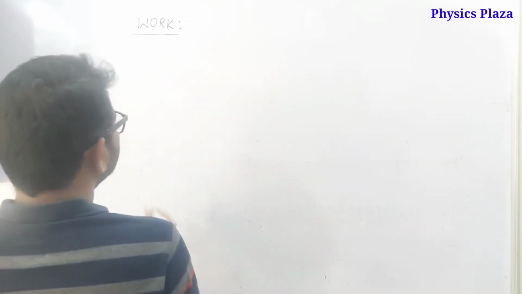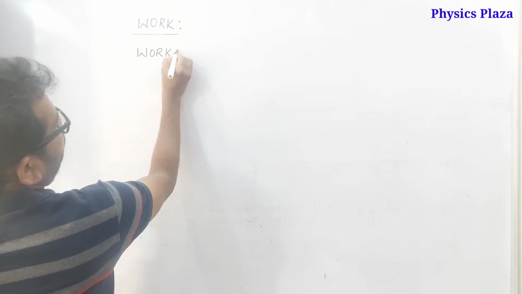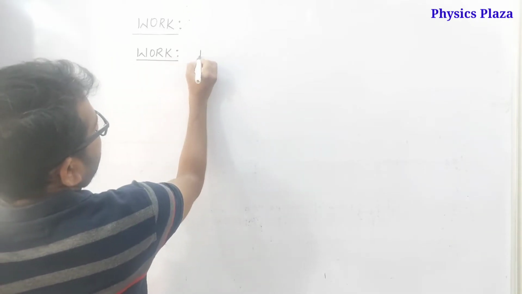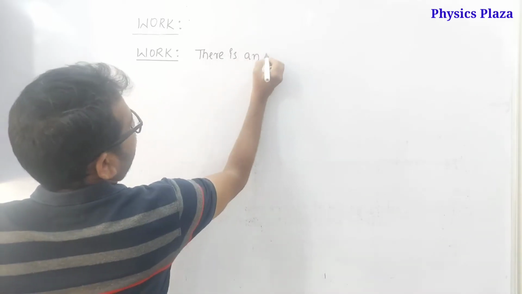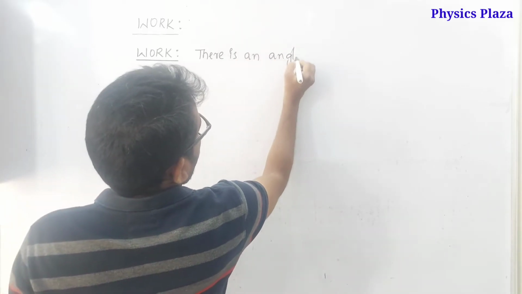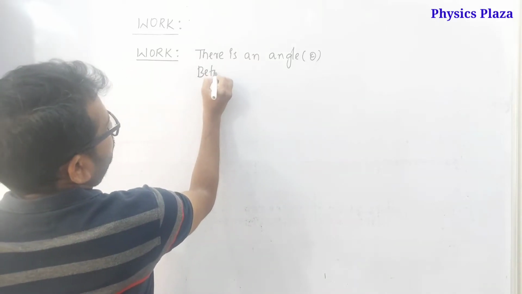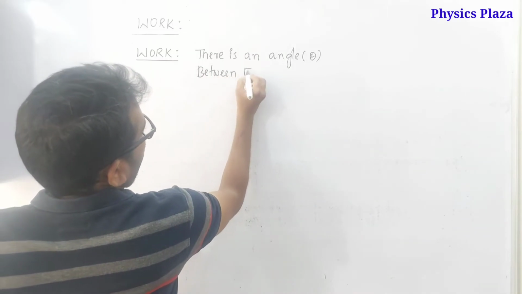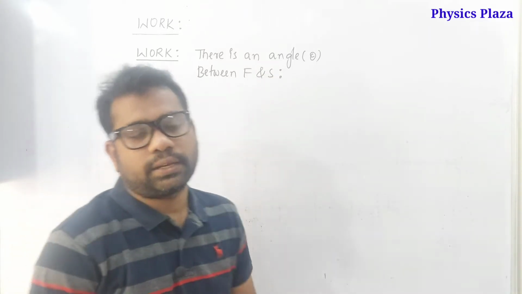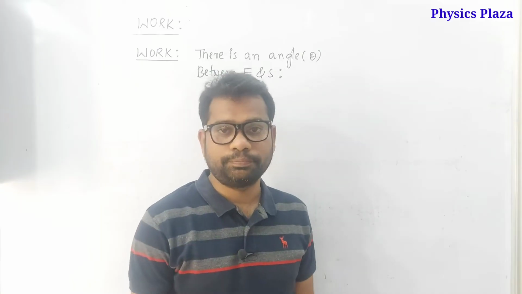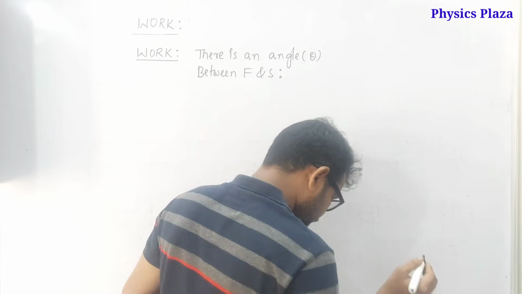Now let us see here. We are going to calculate work when there is an angle, children. It's very, very important. Suppose there is an angle theta between force and displacement. How to calculate? This is very important. Hope I am clear. Fine. So let us take an example, children. Let us take some inclination.